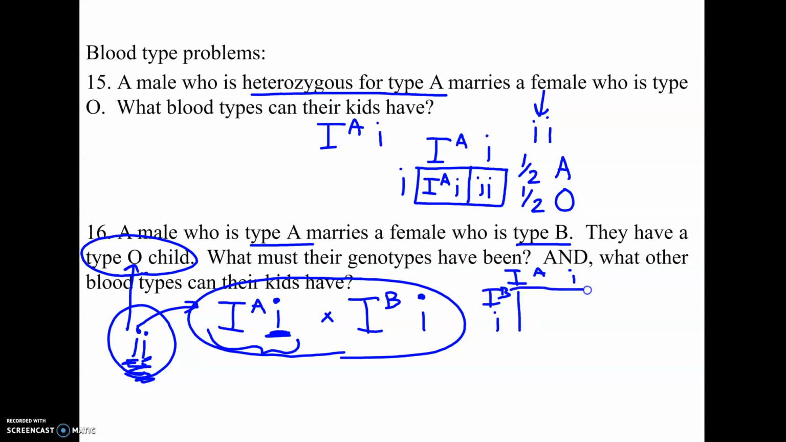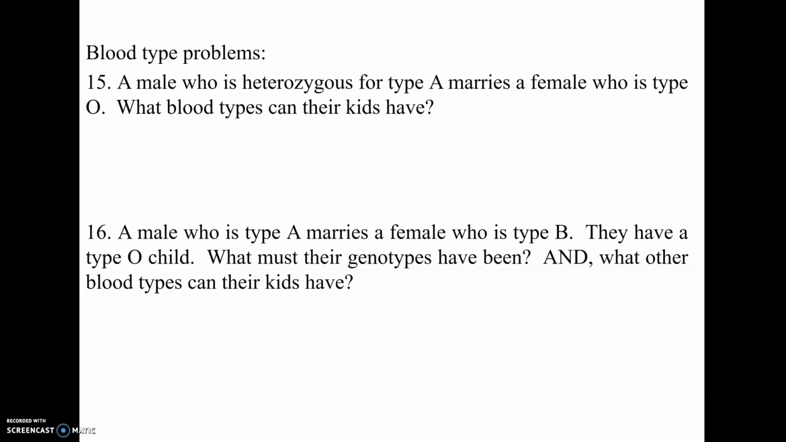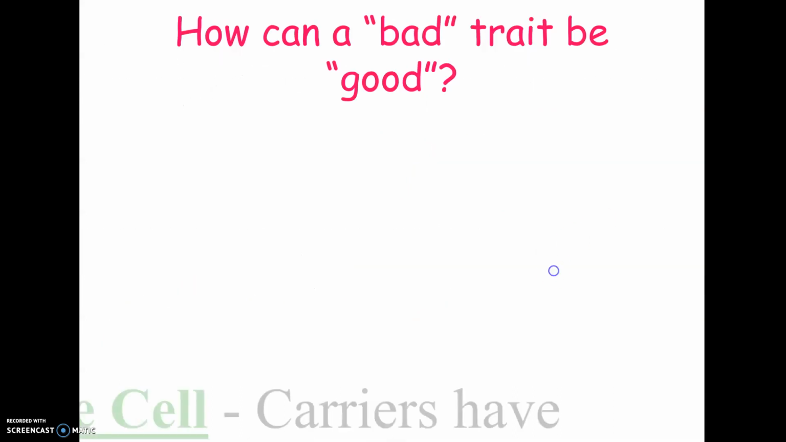And interestingly, in this particular cross, they could actually have, I'm just going to write the phenotypes in here, not their genotypes. So they could have an AB child, a B child, an A child, or an O child. They could actually have all 4 possible blood types in their children. So that's a very interesting cross. So that's called multiple alleles.